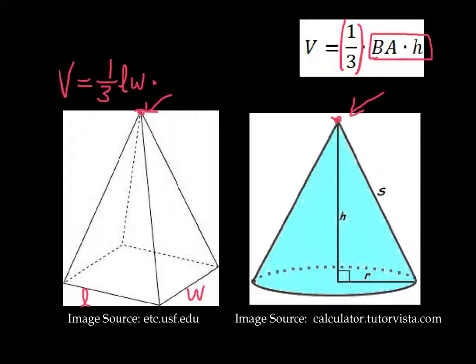times the height. And the volume of this cone will be 1/3 times the base area. Well, the base area is pi r squared, and the height is h.